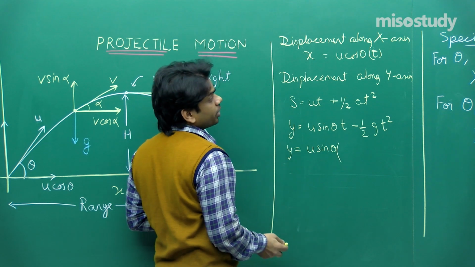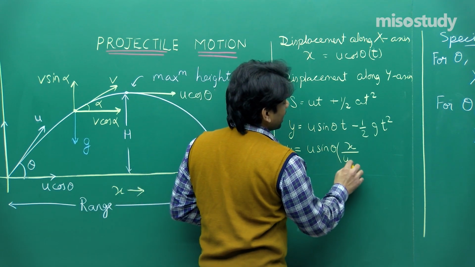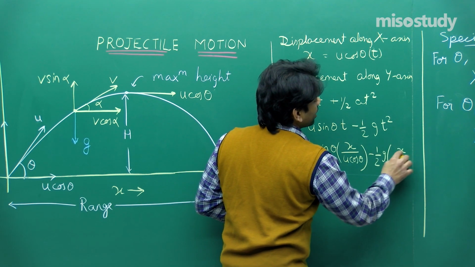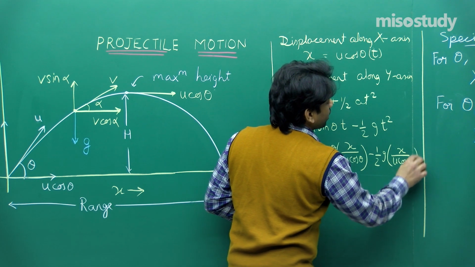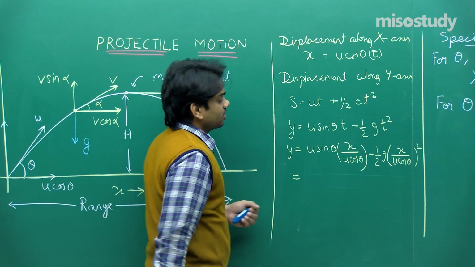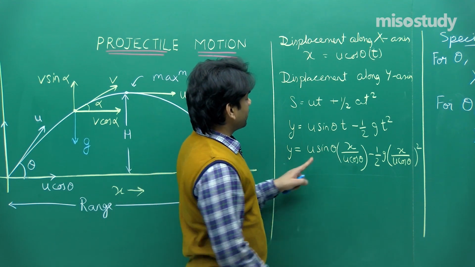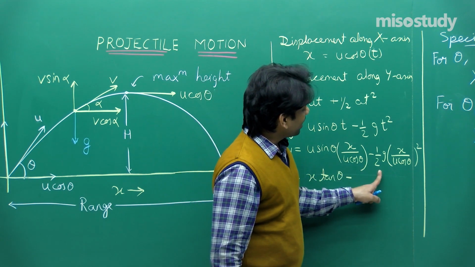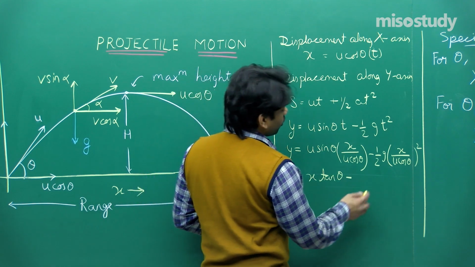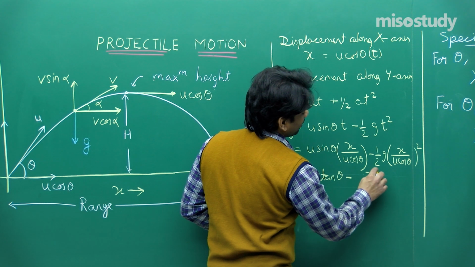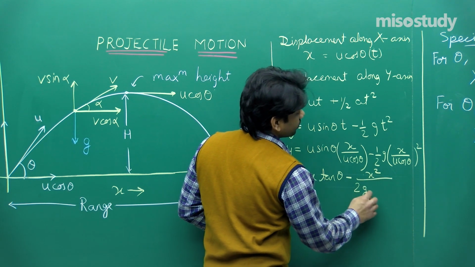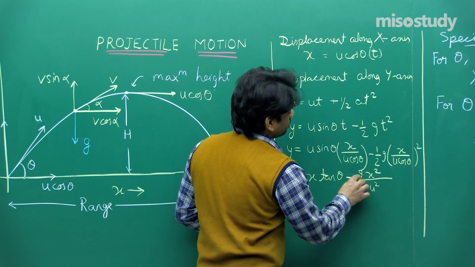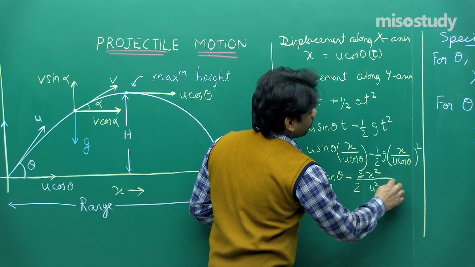y equals u sin theta, and instead of t, put t as x upon u cos theta. As I have regularly told you, eliminate t and substitute its value, minus half g times x upon u cos theta whole square. Write the result. You see, sin theta by cos theta will give you tan theta, u will cancel out, this will be x tan theta, minus half g x square by u square cos square theta.